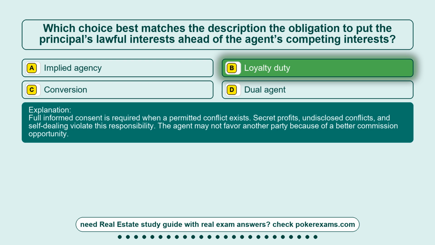Full informed consent is required when a permitted conflict exists. Secret profits, undisclosed conflicts, and self-dealing violate this responsibility. The agent may not favor another party because of a better commission opportunity.